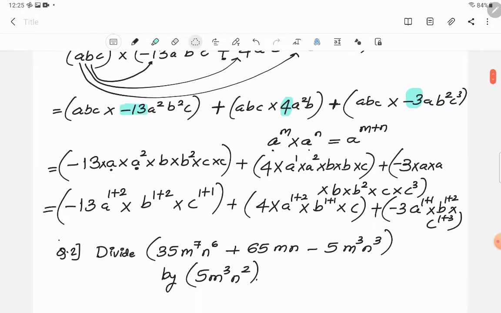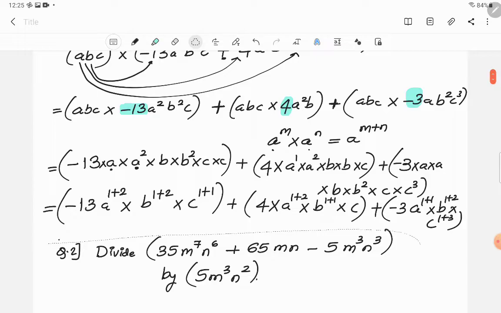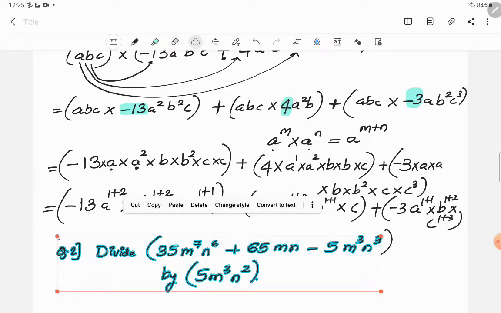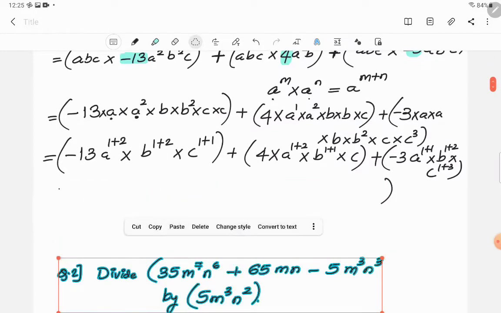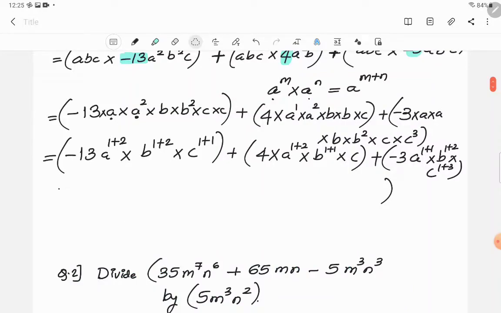So let me just shift the next question a little way down so that we have space for solving. All right, so till now we used the product law. Next step, children, see here. Minus 13 I will write as it is, a to the power 3, b to the power 3, since 1 plus 2 is 3, 1 plus 2 is 3, and c to the power 2.